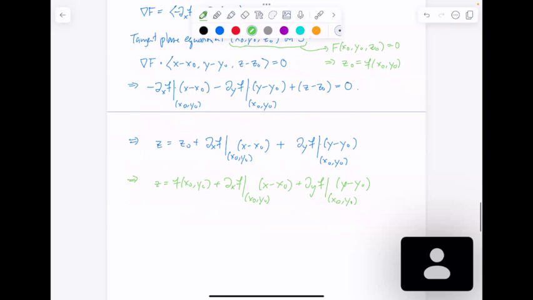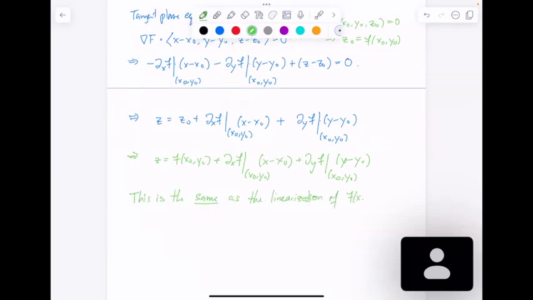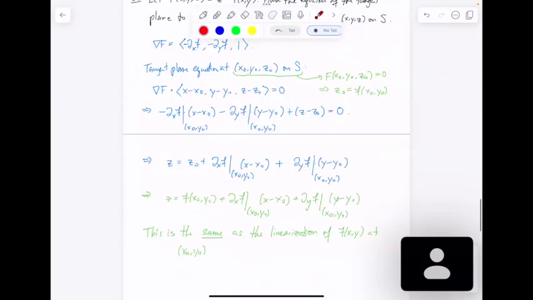So this is the same as the linearization of little f of x, y at x naught, y naught. All right, so what's the upshot of this? First, we saw this shortly before we went on break. If you have a function of two variables, I could artificially construct a graph. I could associate it to a surface in 3 dimensions just by writing it as a graph, z is equal to little f.